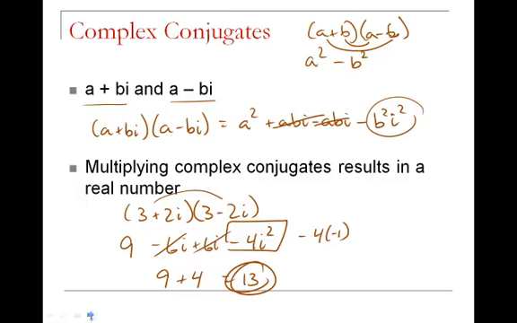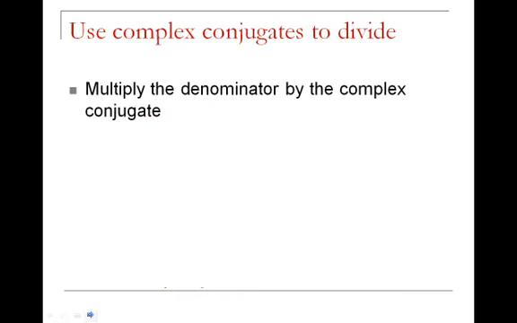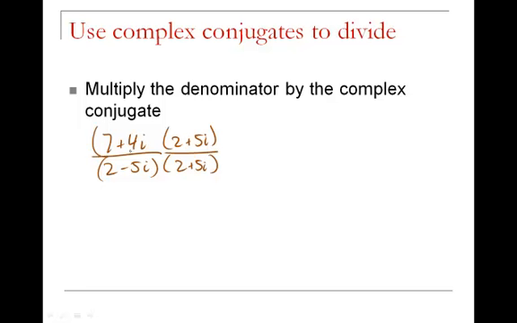I'm going to use this particular tool when I do division. If I multiply the denominator by the complex conjugate, so if I have 7 plus 4i divided by 2 minus 5i, to do the division, I'm actually going to do a simplification. So multiply the top and bottom by the conjugate. On the bottom, I will get 4 minus 25i squared, which will become 4 plus 25. The top I FOIL just like normal.